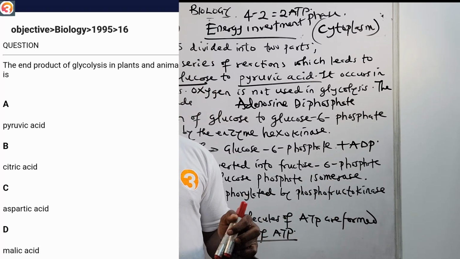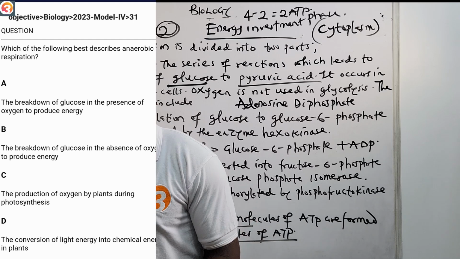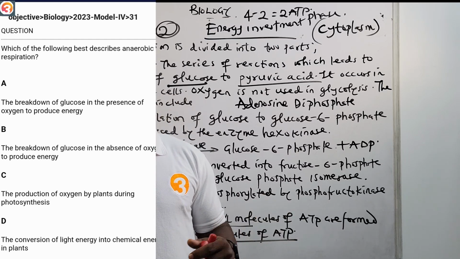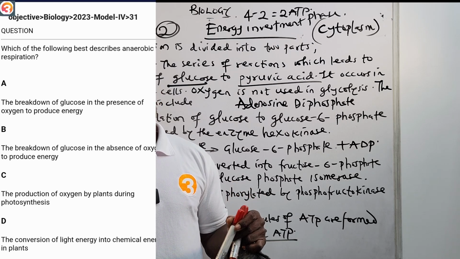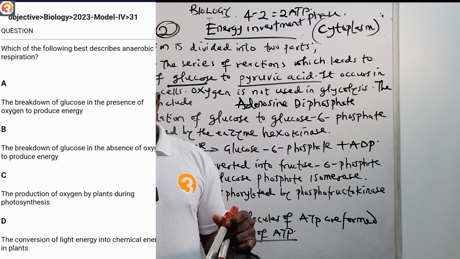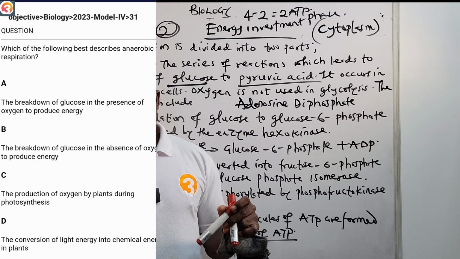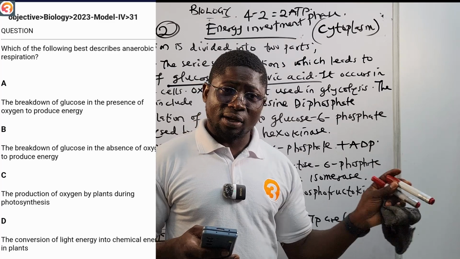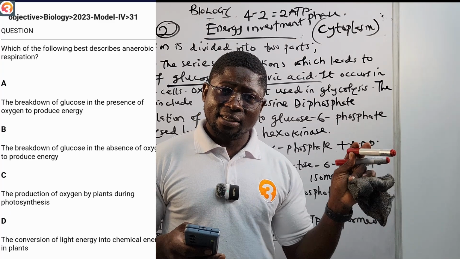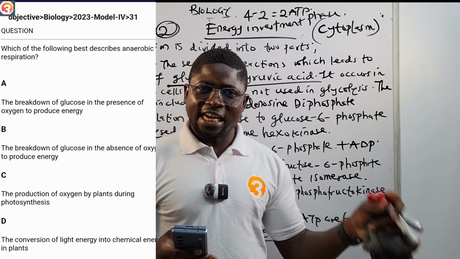Now 2023, number 31. Which of the following best describes anaerobic respiration? Remember I was saying anaerobic occurs in the absence of oxygen. A says the breakdown of glucose in the presence of oxygen to produce energy. B says the breakdown of glucose in the absence of oxygen to produce energy. C says the production of oxygen by plants during photosynthesis. D is the conversion of light energy into chemical energy. Please put the answer. Say number one, and if your first answer is D, say number one D, number two C. I will check if you are correct.